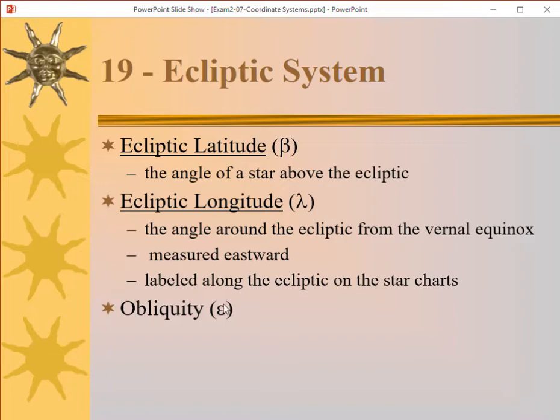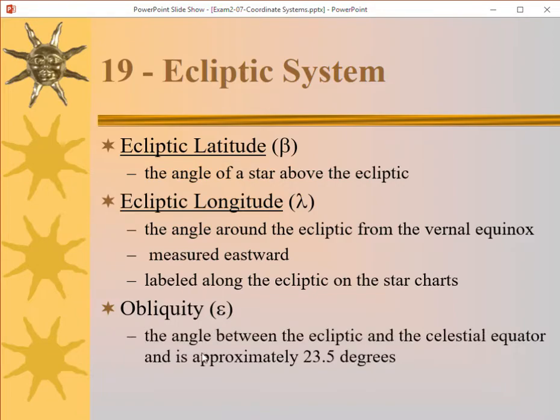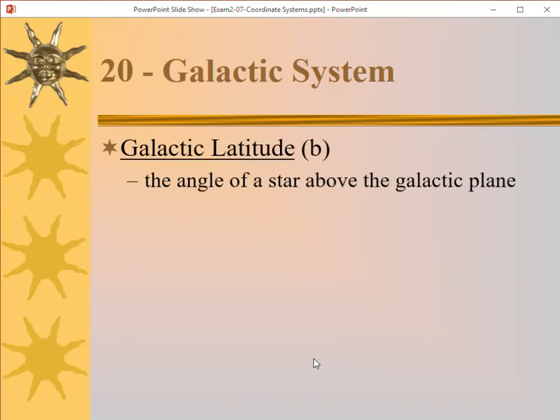The obliquity, epsilon, is an angular measurement between the ecliptic, that sine wave, and the celestial equator, the horizontal line on star charts 2 and 3 going through the middle. That angle between those two circles on the celestial sphere is 23.5 degrees. The ecliptic is inclined with respect to the celestial equator by 23.5 degrees because the Earth is also inclined with respect to its axis by that same amount.